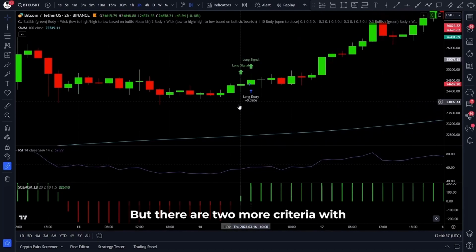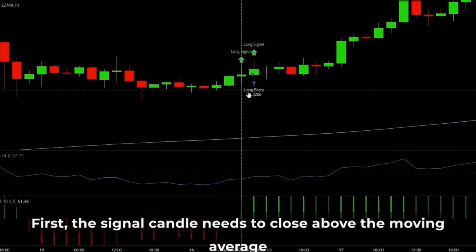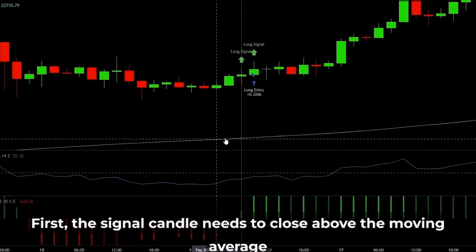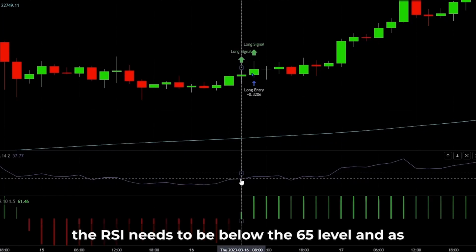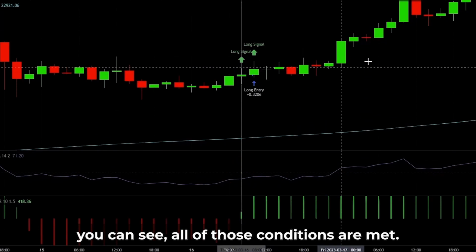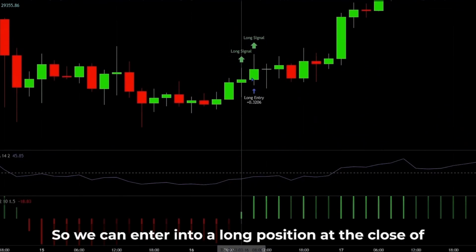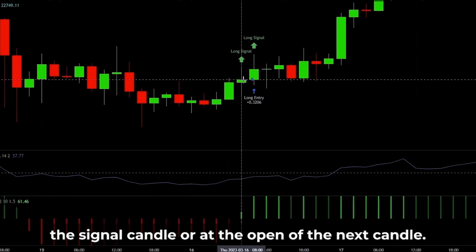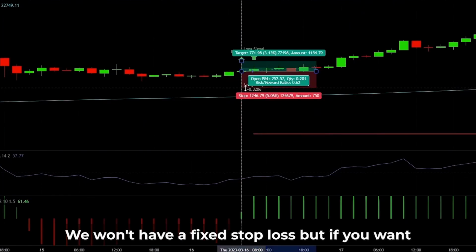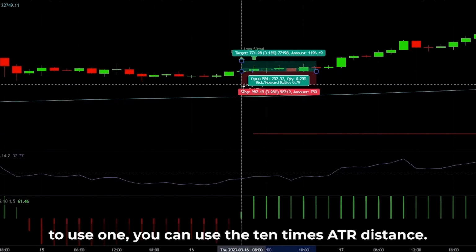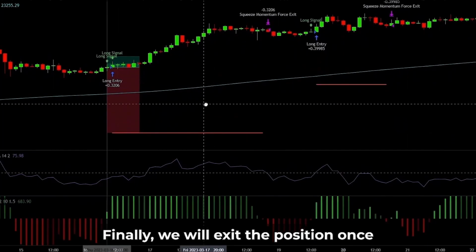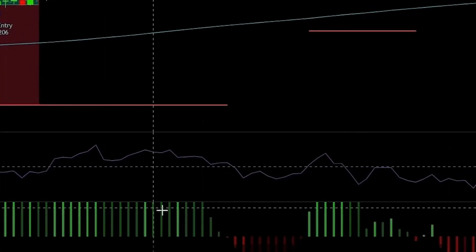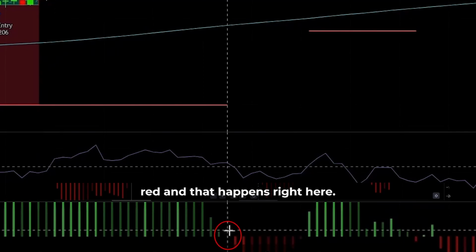But there are 2 more criteria with the filter version of this strategy. First, the signal candle needs to close above the moving average, which you can see right here. And on the signal candle, the RSI needs to be below the 65 level. And as you can see, all of those conditions are met, so we can enter into a long position at the close of the signal candle or at the open of the next candle. We won't have a fixed stop loss, but if you want to use one, you can use the 10 times ATR distance. Finally, we will exit the position once the squeeze momentum turns from green to red. And that happens right here.